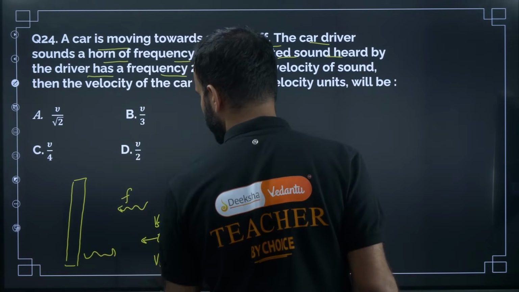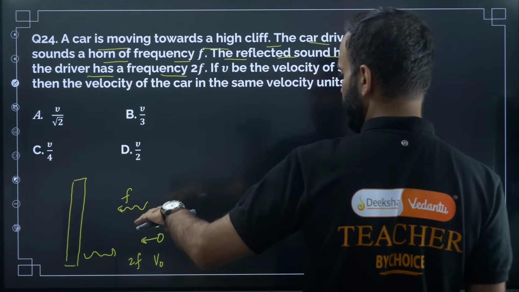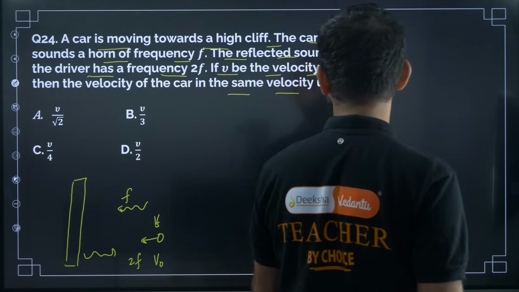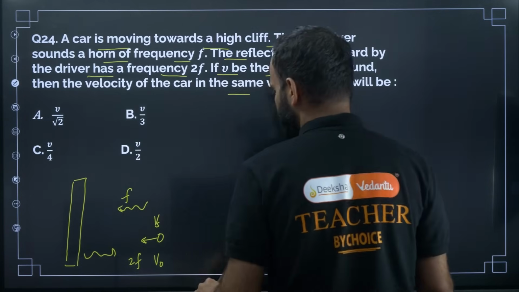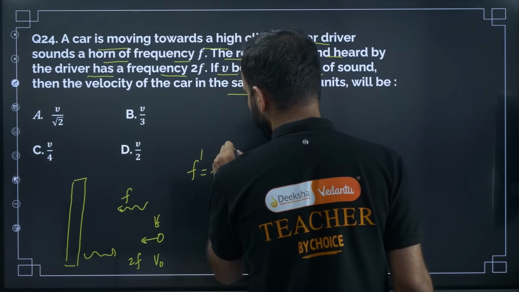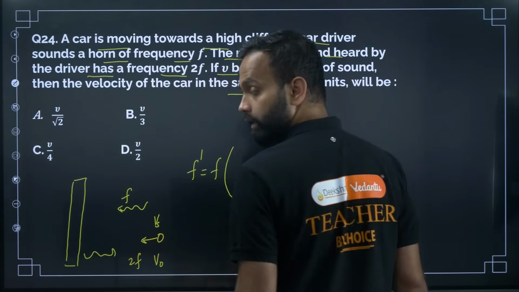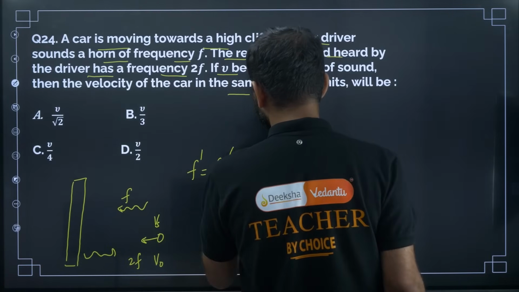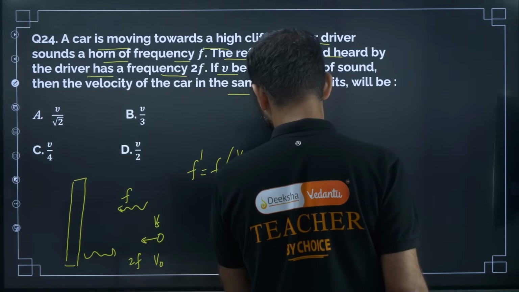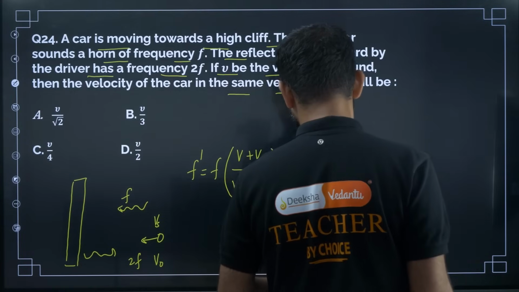Okay, so now this is the reflected sound. So now the frequency heard by the observer is 2f when the wave got reflected. If v be the velocity of the sound, then the velocity of the car in the same velocity units will be? Okay, so here apparent frequency heard by the observer, f dash, is equal to f into, here observer and source both are moving towards the cliff, right? Both are moving in the same direction. So this will be v plus Vo divided by v minus Vs. Vs is velocity of the source, Vo is velocity of the observer.